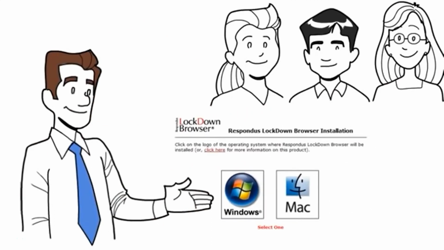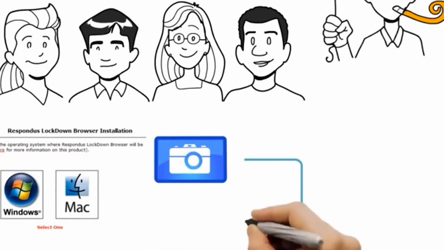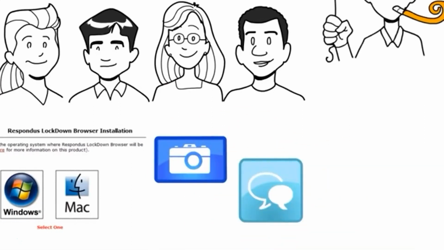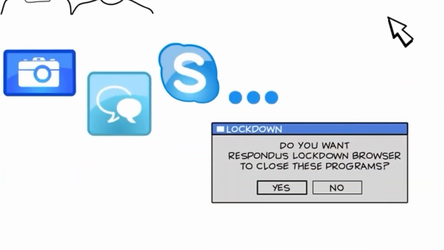When you start it, Lockdown Browser might warn you that certain applications have to be shut down before you continue, like screen capture programs, instant messaging, Skype, pretty much anything that lets you communicate with the outside world. You can close those applications yourself or let Lockdown Browser do it for you.